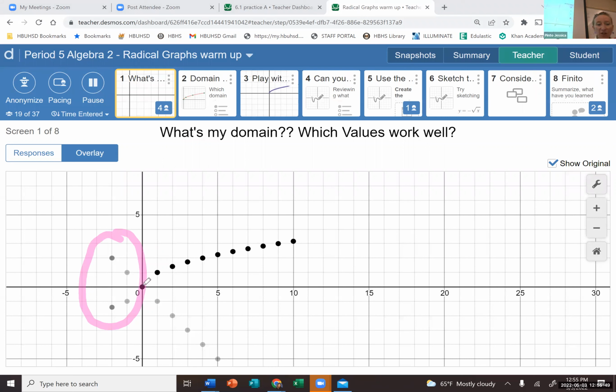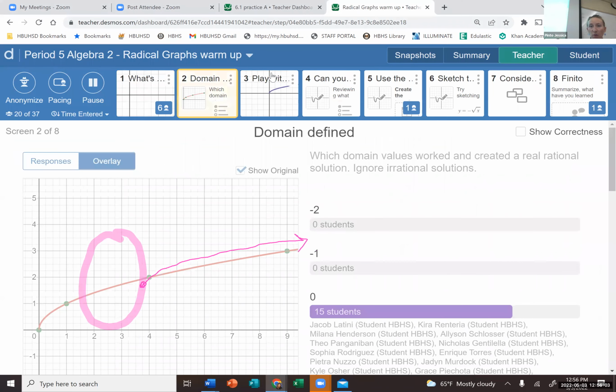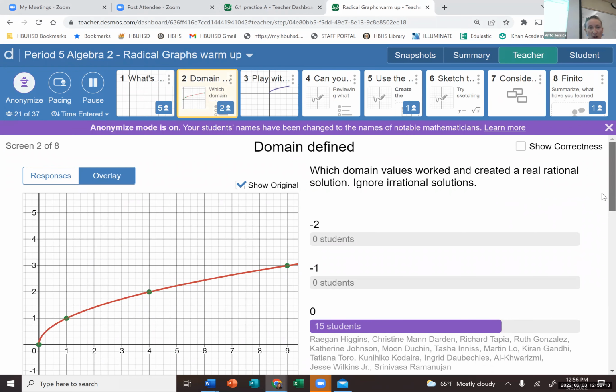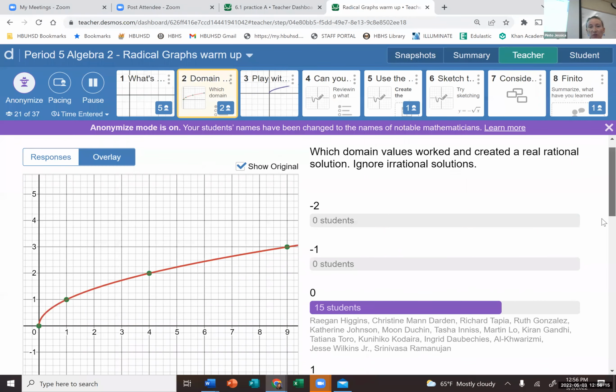We have this function and it begins at 0, 0, and then it goes this direction and it would keep going, because we're taking the square root. When we look at the domain values that work really well, we want to select the values that we can take the square root of. Excellent job not selecting -2. We're going to see 0.